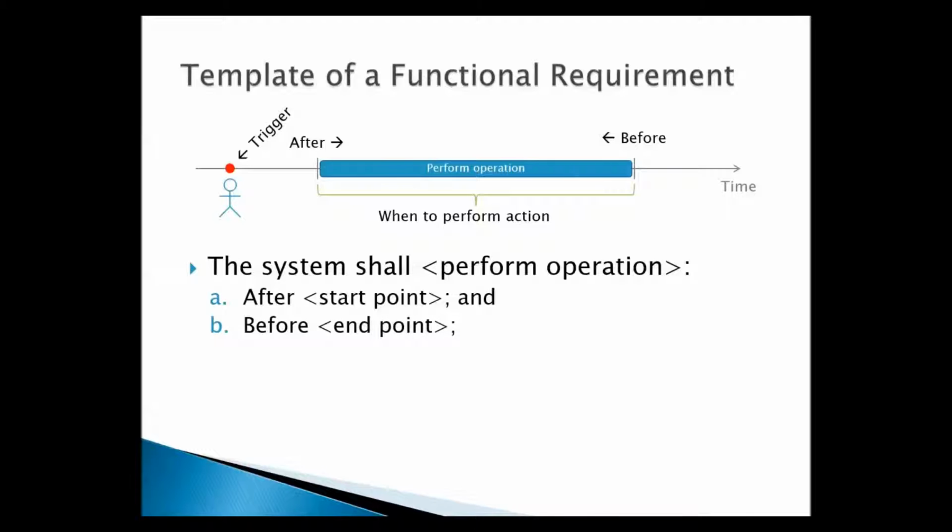The third line describes when the system is to complete the operation. This can be before the user can do something else within the system or before the system date equals 5 a.m. in the morning.